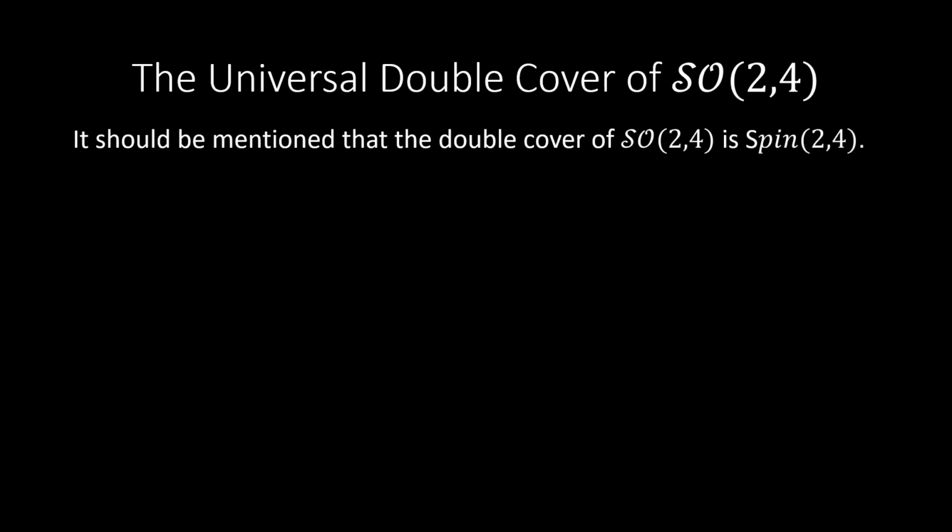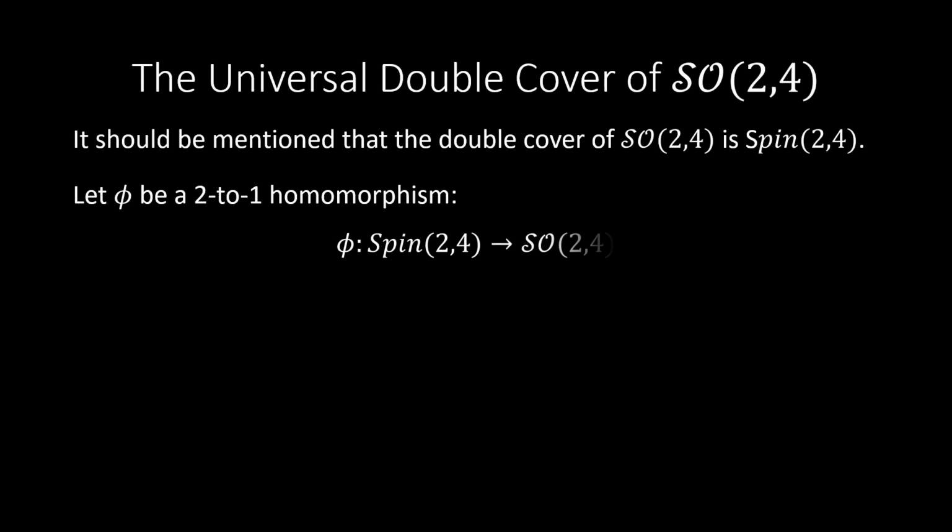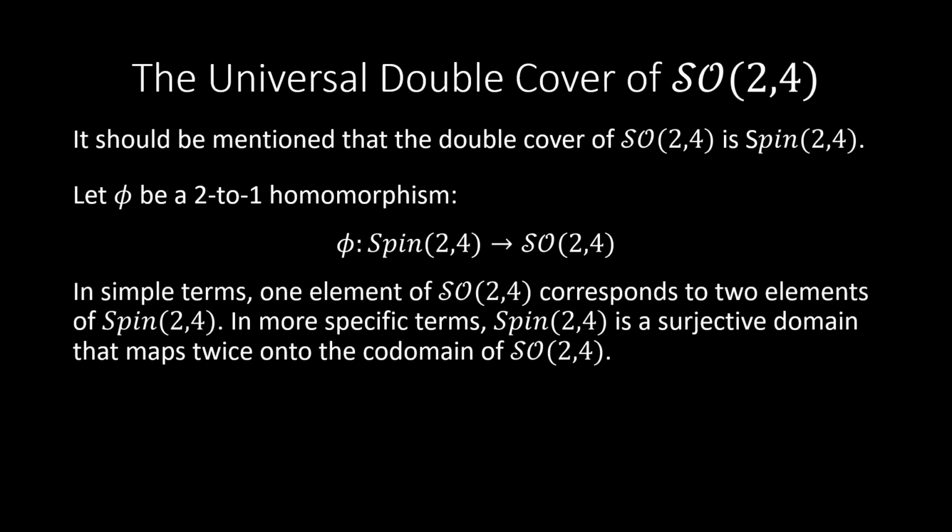Let's quickly take the simply connected Lie group, the universal double cover of SO(2,4). It should be mentioned that the double cover of SO(2,4) is Spin(2,4). Let phi be a 2-to-1 homomorphism, dual mapping Spin(2,4) with SO(2,4). In simple terms, one element of SO(2,4) corresponds to two elements of Spin(2,4). In more specific terms, Spin(2,4) is a surjective domain that maps twice onto the codomain of SO(2,4).